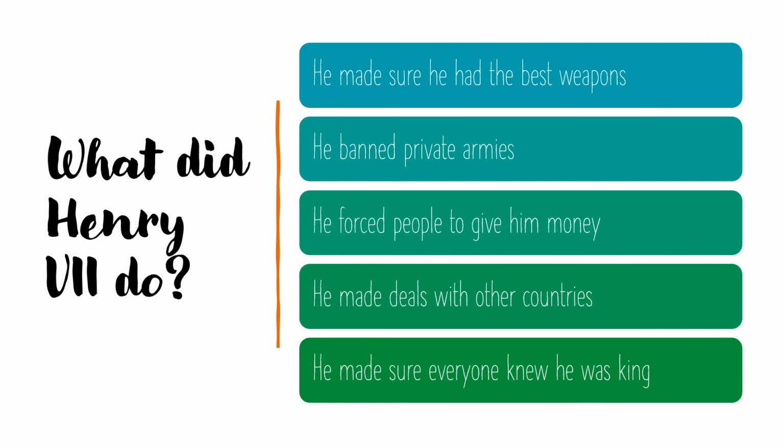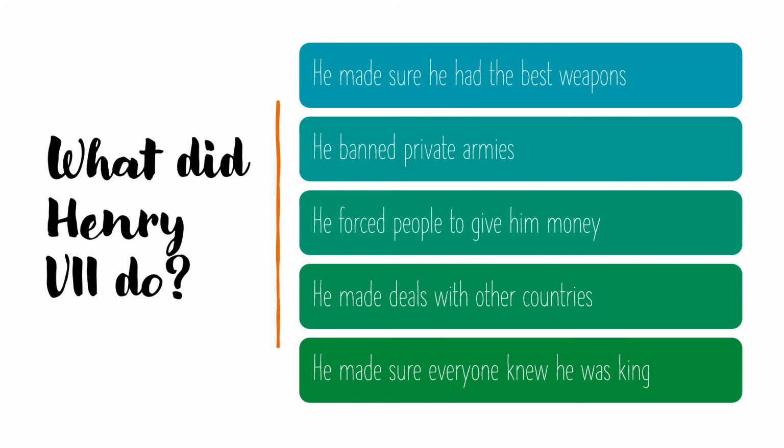The next thing he did was he made deals with other countries, and he made sure that other countries were happy to pay him. He got the Parliament to give him money to fight the French, and then got the French king to actually pay him not to fight. He was very, very clever.